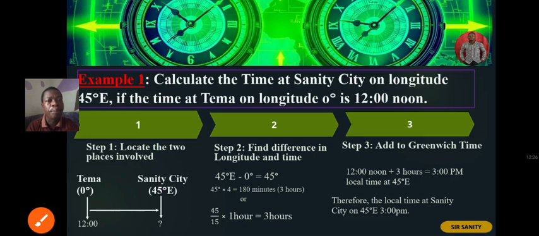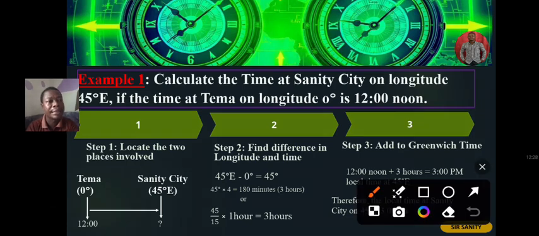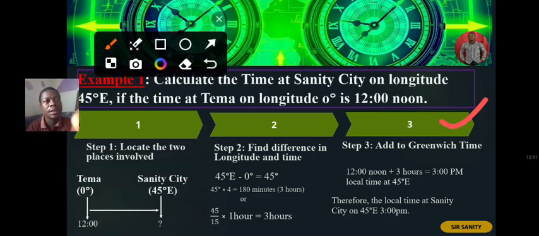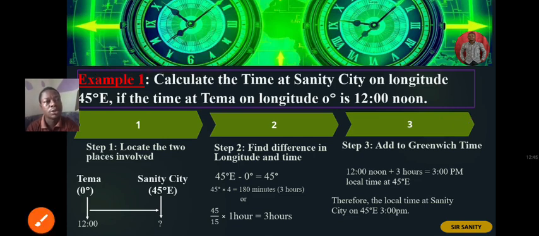Now point number 3 says that we should add to Greenwich time. What was given to us was 12 o'clock noon. So we will add the 3 hour difference to 12 o'clock noon. And noon means afternoon time. So the time will be 12 o'clock plus 3 hours, giving you 3 o'clock p.m.